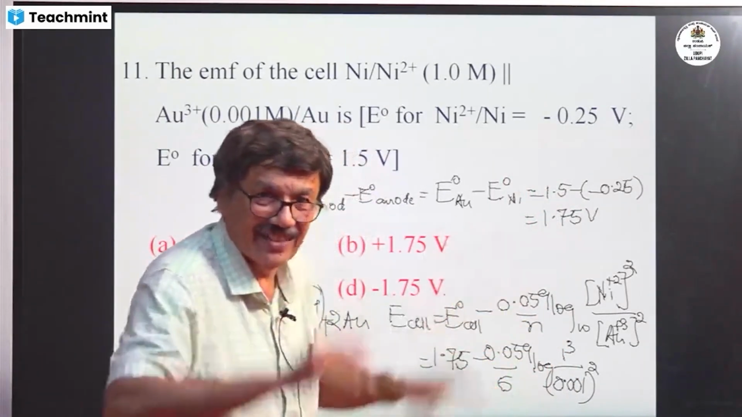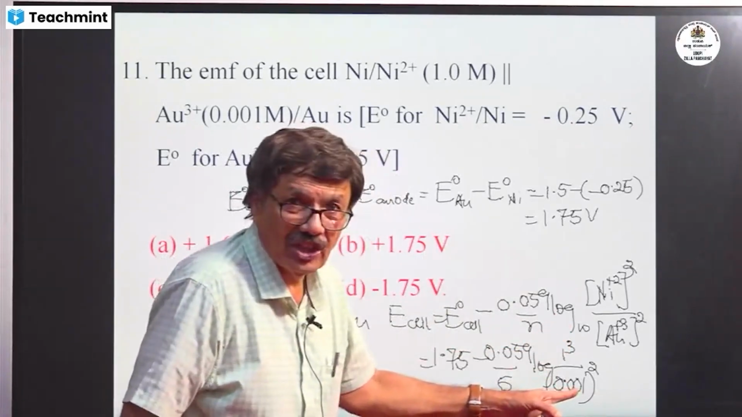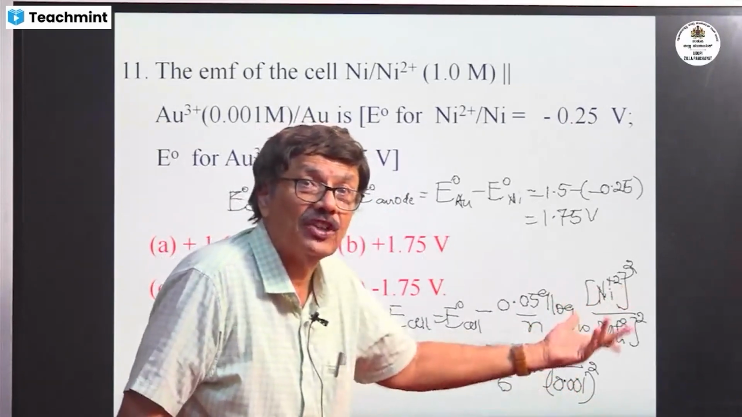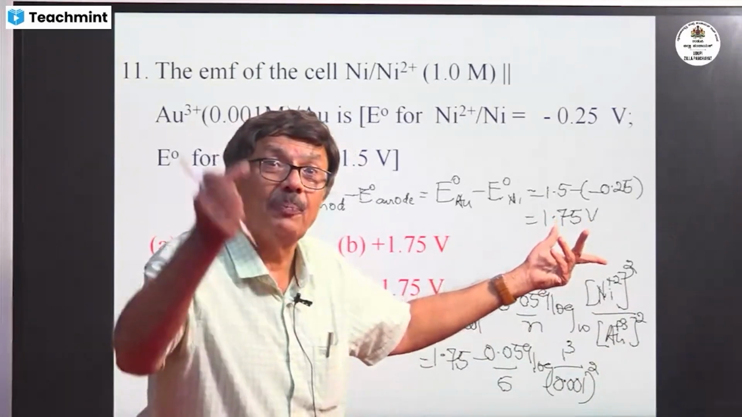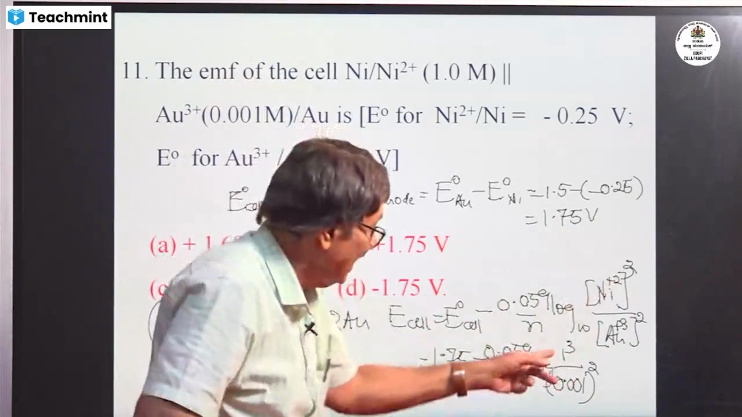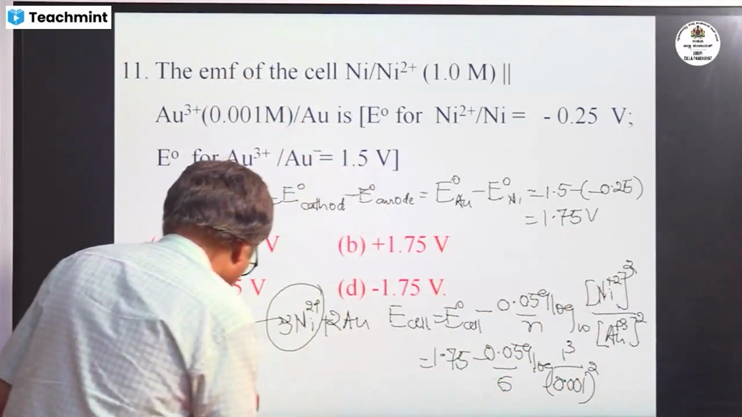I tell it again. 1 cubed is anyway 1 only. 0.001 is 10 to the power minus 3. 10 to the power minus 3 squared is 10 to the power minus 6. When it comes to the numerator, it becomes 10 to the power 6. Log 10 to the power 6 is 6. So that 6 gets cancelled with this 6.